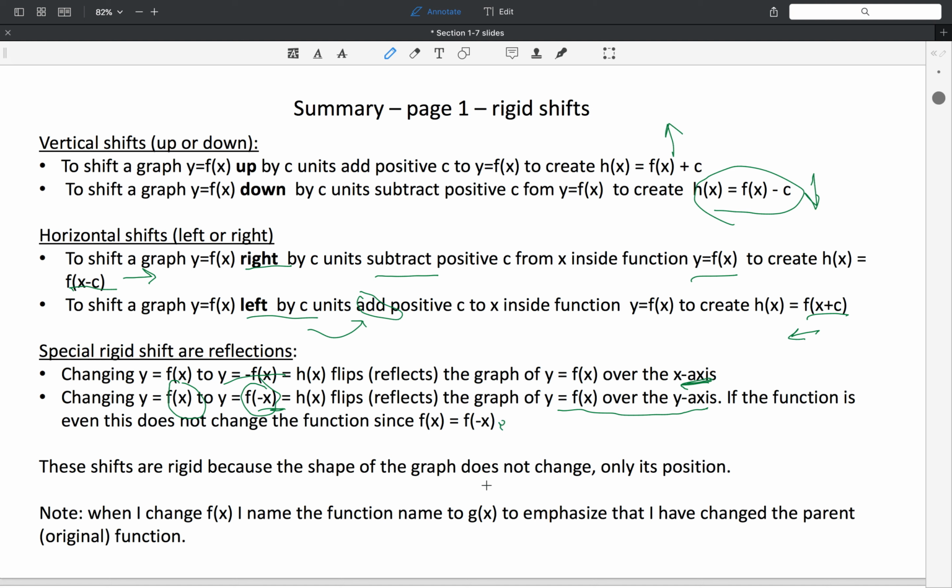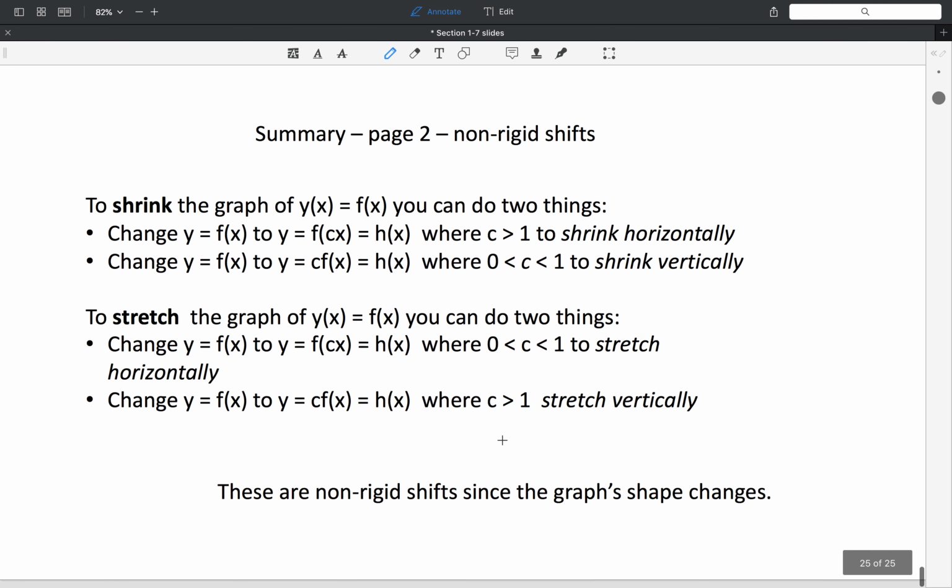Now these shifts are rigid because the shape of the graph doesn't change, only its position. And again, when I change the name to g of x or h of x, sometimes I think I use both. What I'm trying to say here is I change the parent function. Okay, so here are the non-rigid shifts.